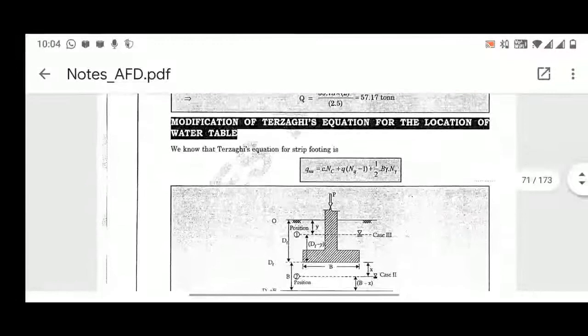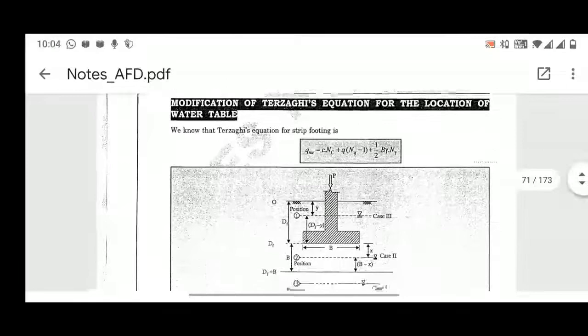Okay, now the next topic is the modification of Terzaghi equation for the location of the water table, right?